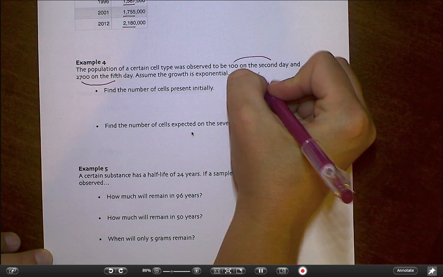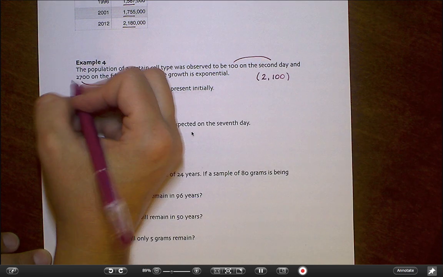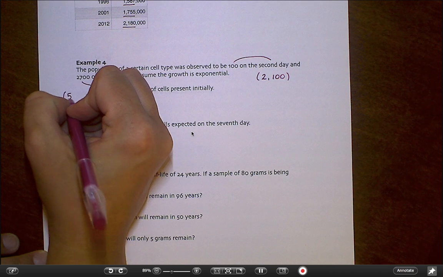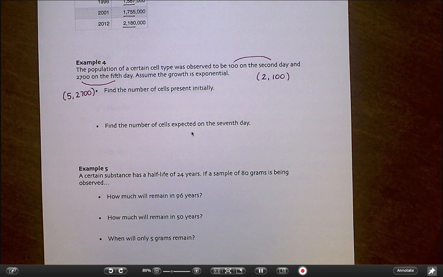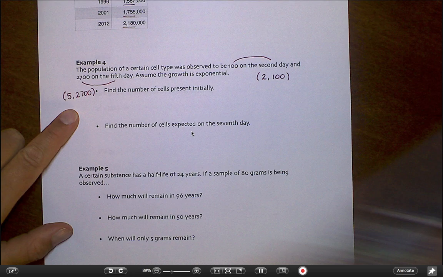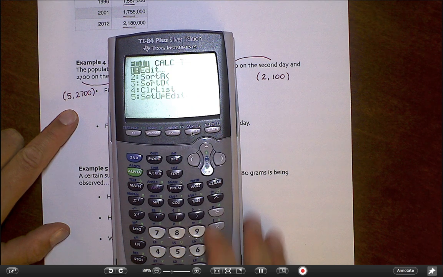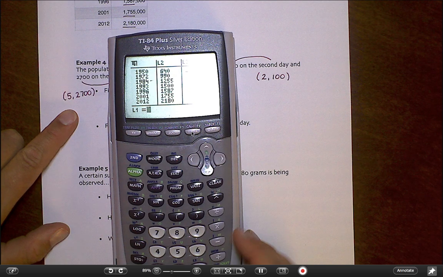So I'm going to think of this as the coordinate 2, 100, and I'm going to think of this as the coordinate 5, 2,700. And then I'm going to do exactly what we just did in example 3, but only using these 2 data points. So stat, edit, clear all that junk that I just typed in.